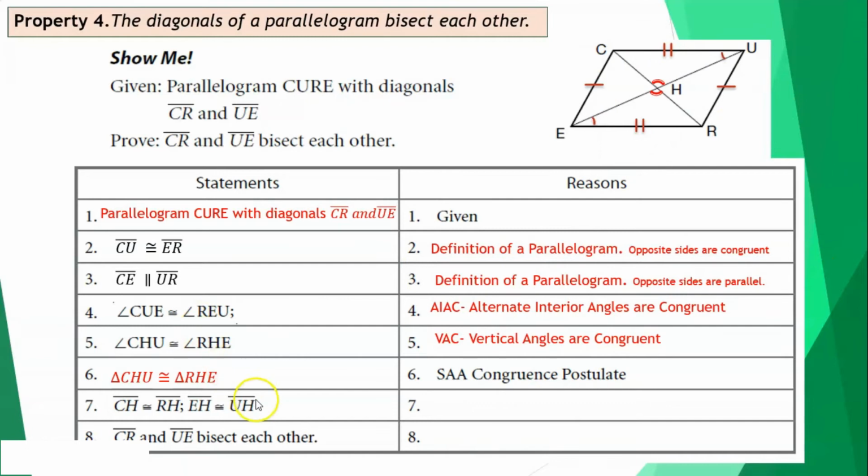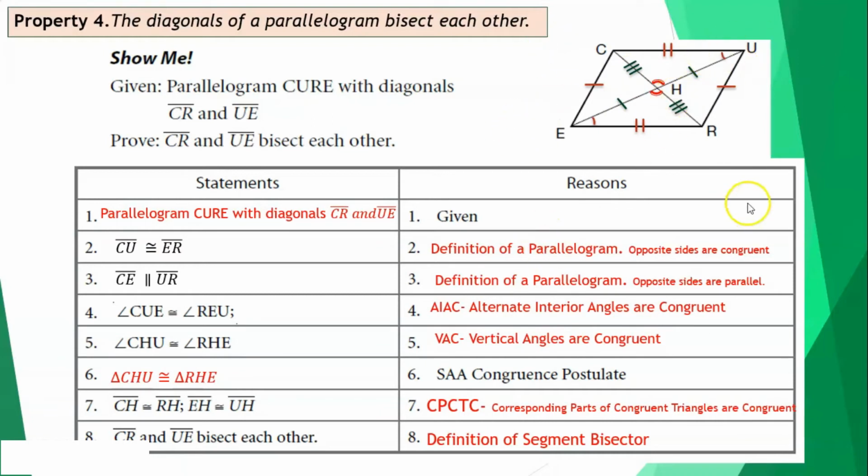So with this, these corresponding parts, CH is congruent to RH and EH is congruent to UH because of CPCTC, corresponding parts of congruent triangles are congruent. So with that, we can say that CR and UE bisect each other because that's the definition of a segment bisector. If these two are congruent and these two are also congruent, therefore they are bisecting each other. So take note of that.